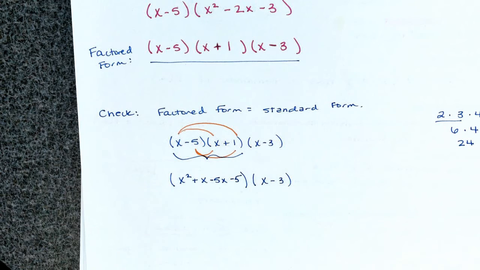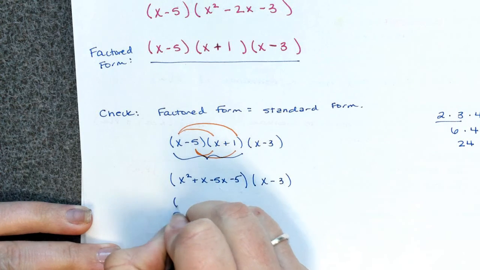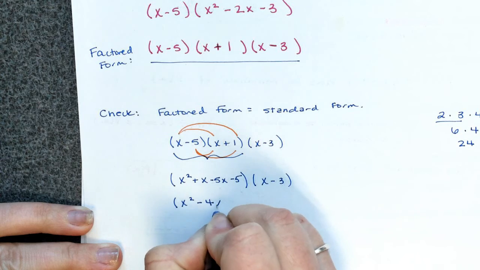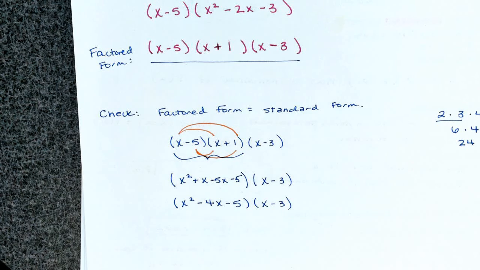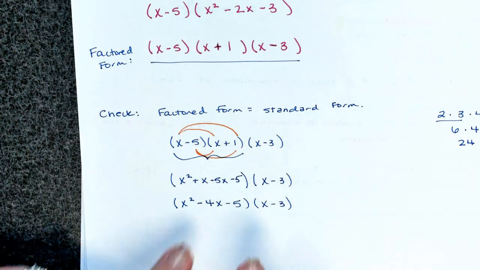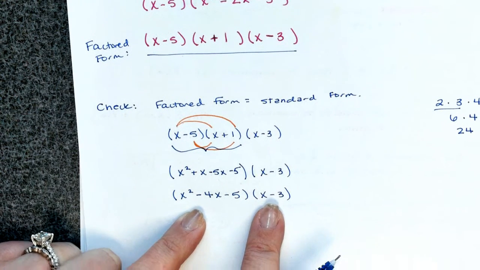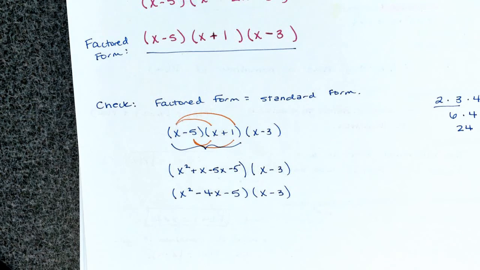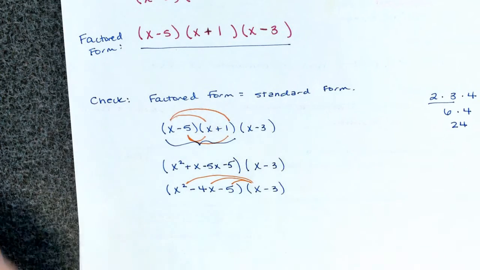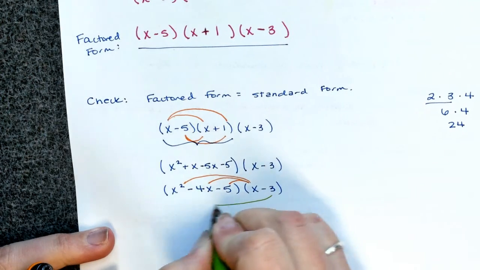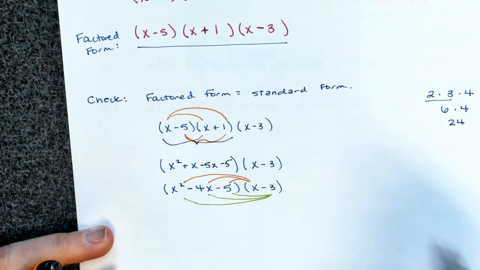Now, I do have some like terms there, so I'm going to simplify it a little bit. x squared minus 4x minus 5 times that x minus 3 still. Are you with me? Let's make sure to get that down, okay? Now, I have two numbers to multiply together, a trinomial times a binomial. And when I do that, here again, you can choose to use the box method or you can distribute, doesn't matter. I'm going to distribute my x to all those terms, and then I'll go back and distribute the negative 3 to all three terms.